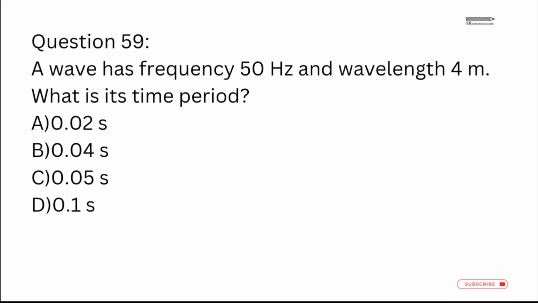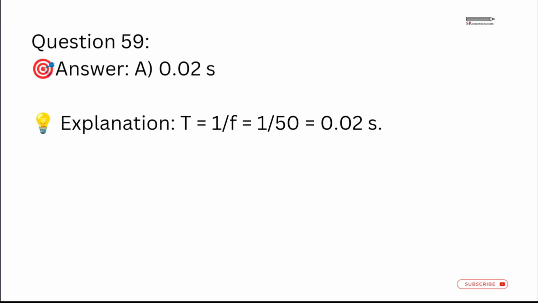A wave has frequency 50 Hz and wavelength 4 meter. What is its time period? Correct answer is option A, 0.02 second.